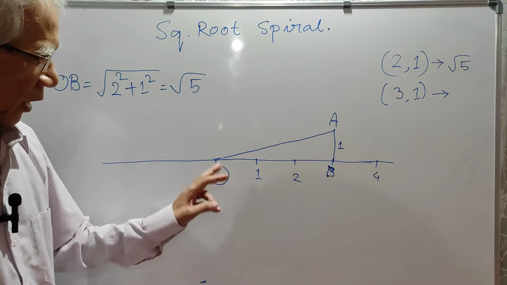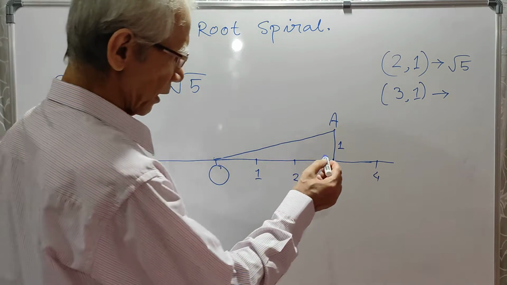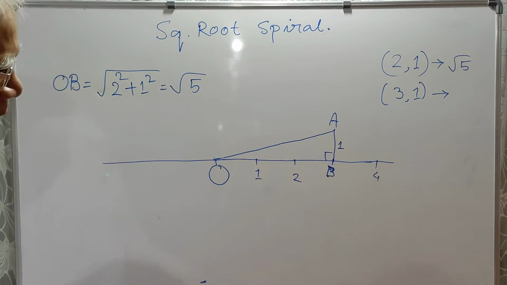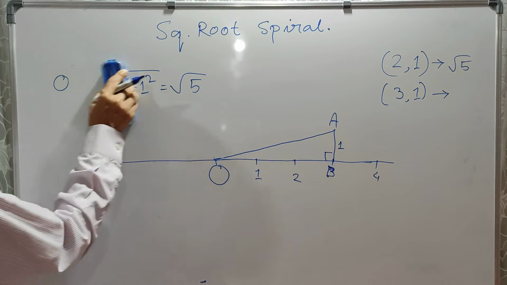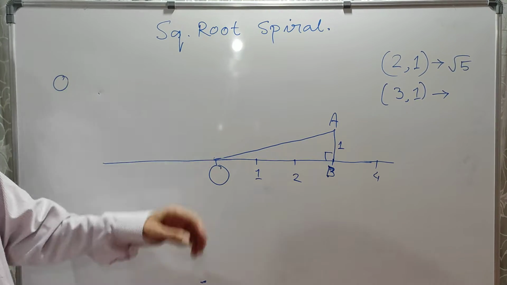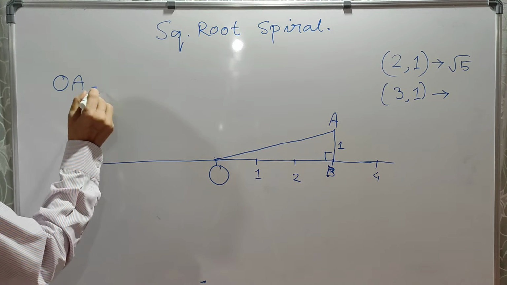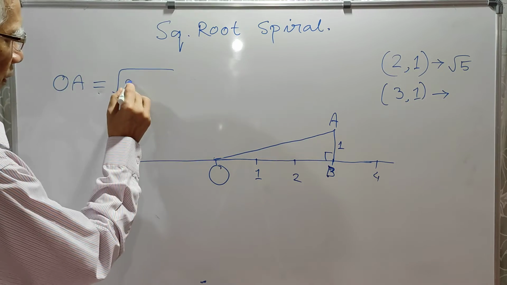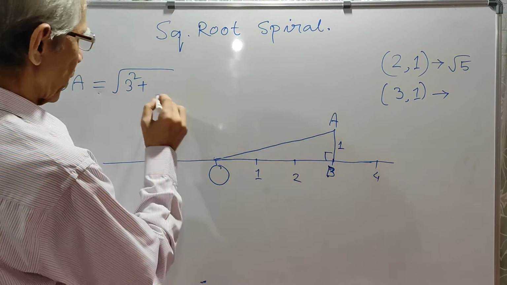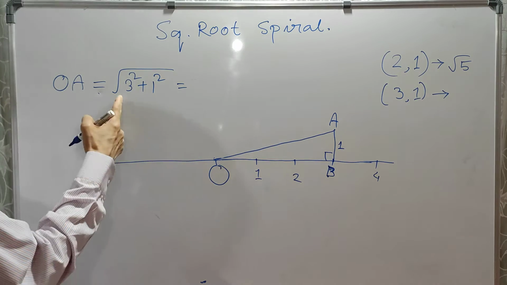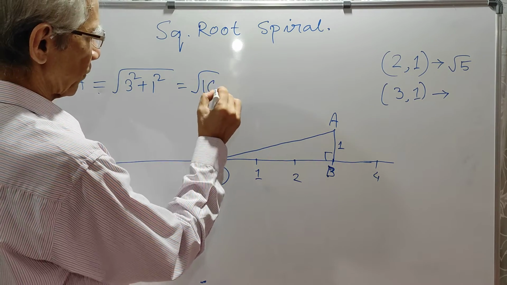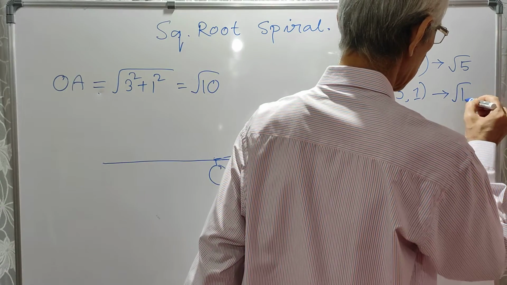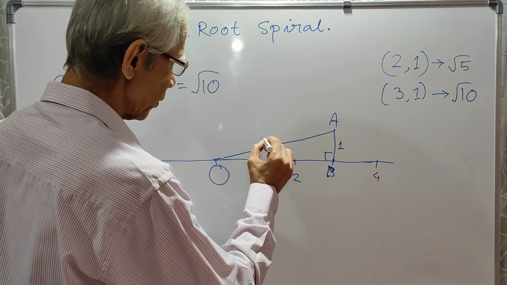Now if this is 3, this is 1, and this is a right angle, we have drawn a perpendicular, then what will this hypotenuse be? This time it is OA. OA is the hypotenuse. So OA will be equal to the square root of 3 square plus 1 square. That means 9 plus 1, 10, root 10. So this hypotenuse is root 10.